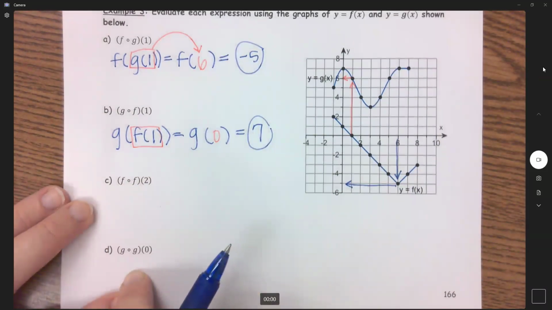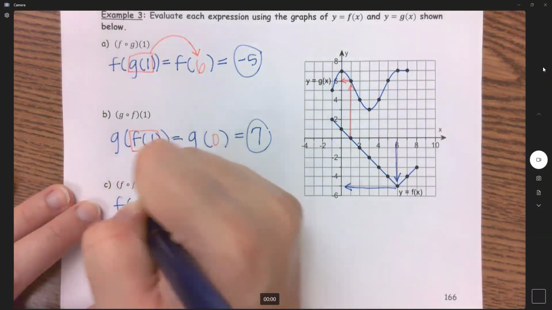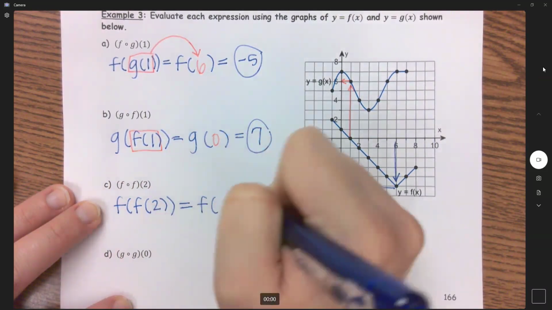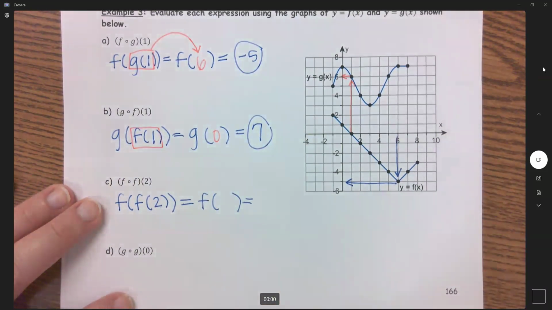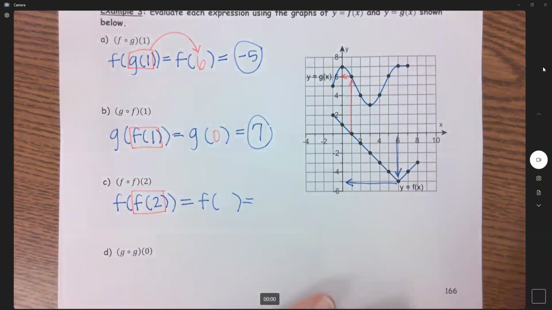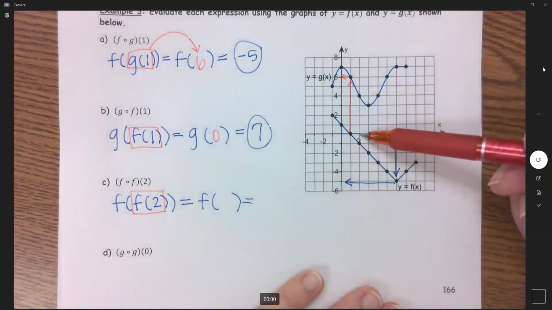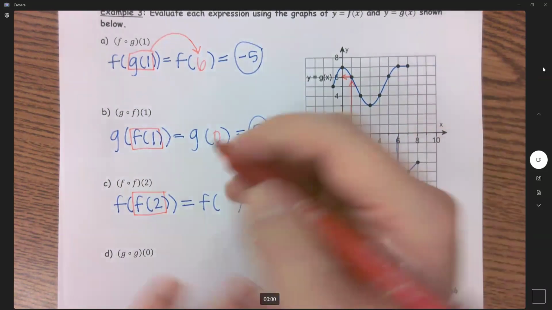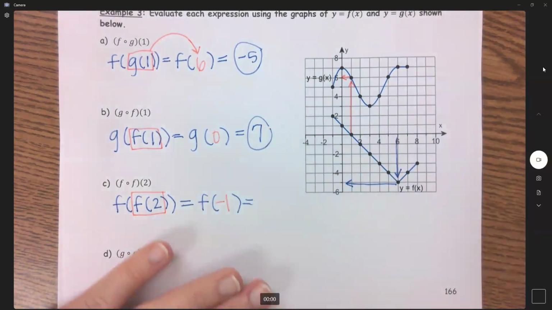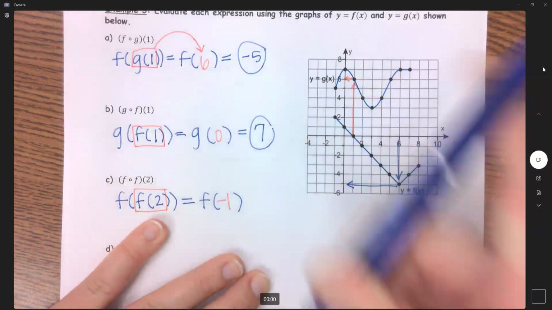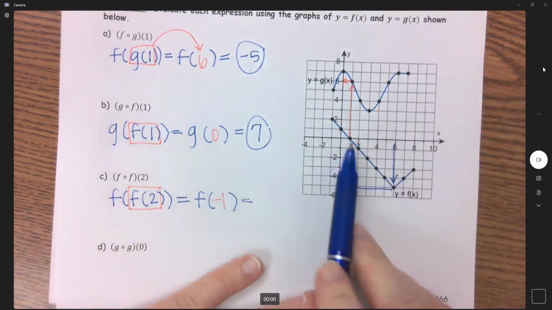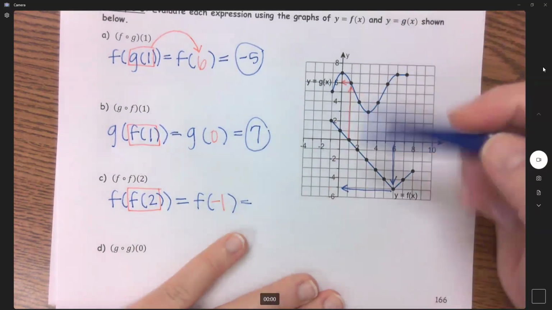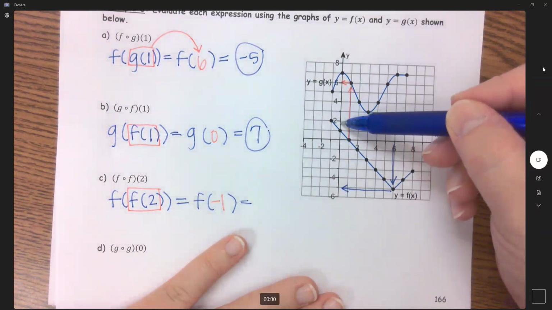Now compose your function within itself. We have f composed of f of 2, which is f of f of 2. So first evaluating f of 2. Here's where my x is 2. Go down to meet your graph. What's that y value with this ordered pair? That's your -1. And now go to -1 on your x. We're going to go up to meet this graph. And what is that y value? That y value is at 2.